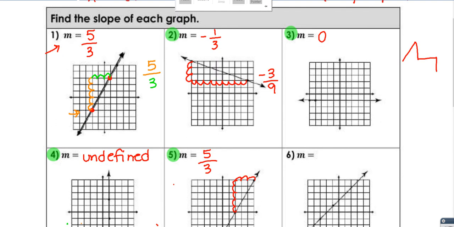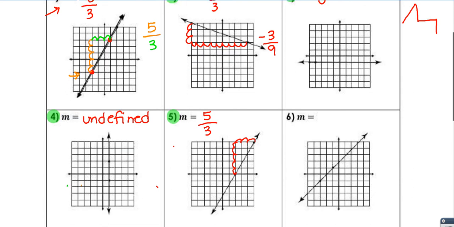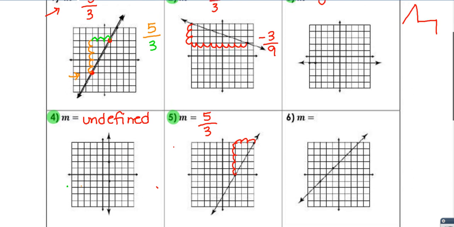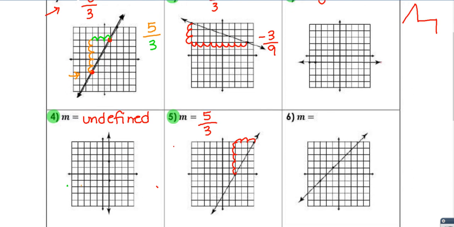Okay, so here are the answers for 2, 3, 4, and 5. For number 2, remember we need to reduce, so it's a negative 1/3. For number 3, it was a flat line, so it was a slope of 0. For number 4, it was a vertical line, so it was a slope of undefined. And finally, for number 5, we rose 5 and we ran 3, similar to number 1. So we had a slope of 5/3 and we leave it like that.